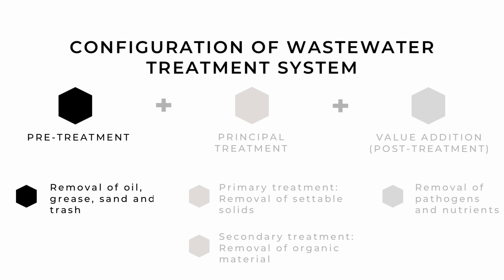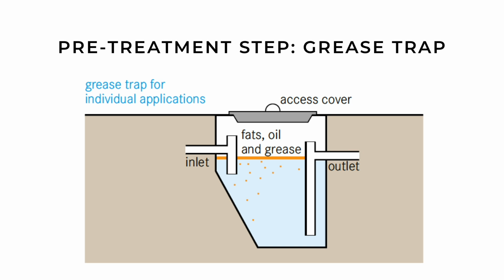These are the technologies that are available to remove oil, grease, sand, and trash in the pretreatment step. Grease traps are chambers made out of brickwork, concrete, or plastic, in which grease is trapped on the top. These are very relevant if you are planning to reuse water from restaurants or kitchens that use large amounts of oils.